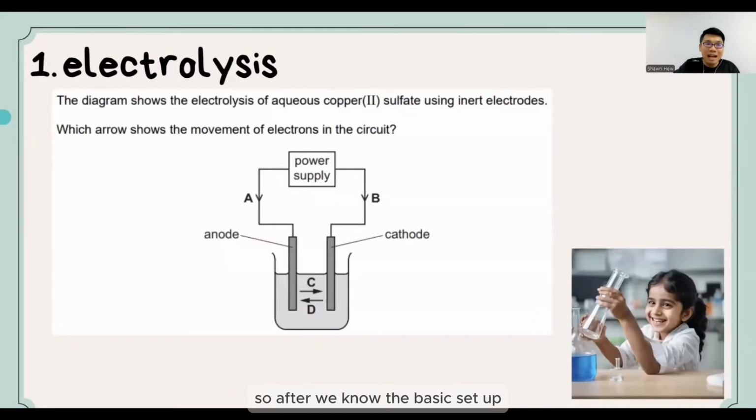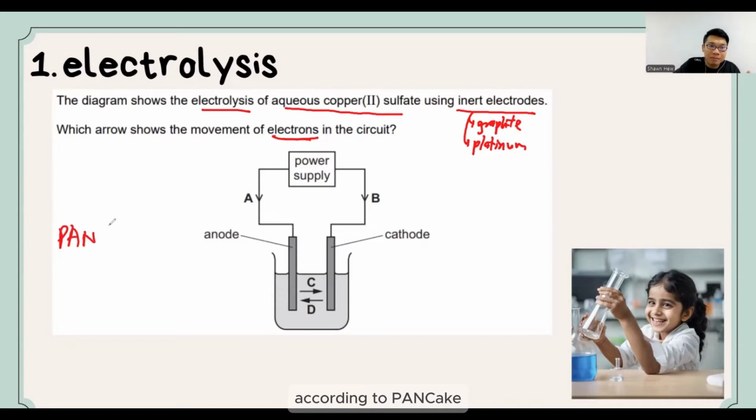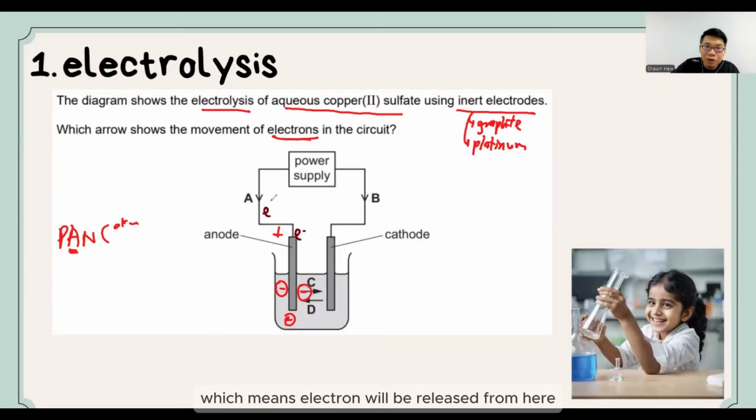So after we know the basic setup, let's see some questions. The diagram shows electrolysis of aqueous copper sulfate using inert electrodes. Just now we already learned that inert electrodes include graphite or platinum. Which arrow shows the movement of electrons? According to the pancake, positive is anode. The anode attracts negative ions. The negative ions lose their charge, which means electrons will be released from here. The electrons will go into this part and then give the electrons to the positive ions, which causes the positive ions to also discharge. That's why the movement of electrons follows path B.